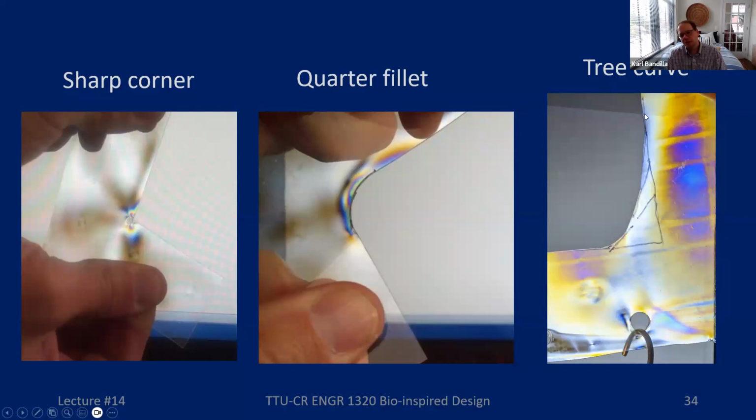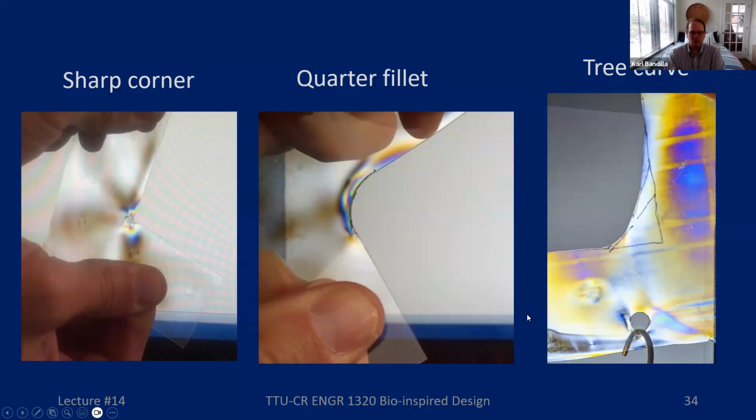Now, if we do this with a tree curve, then we can see that stresses are distributed throughout the entire thing, which is what we want to have, because the more stresses we have distributed throughout this thing, the more of the material we are using. And actually, in this shape here, the stresses are fairly low compared to the rest of our system.